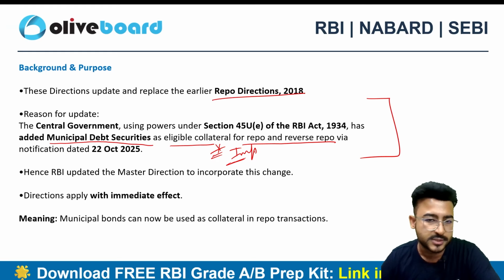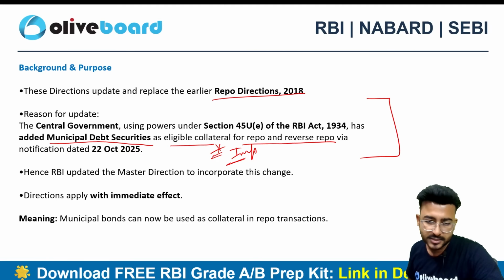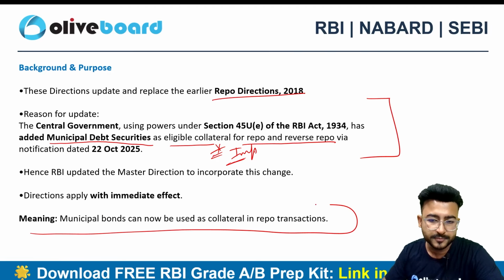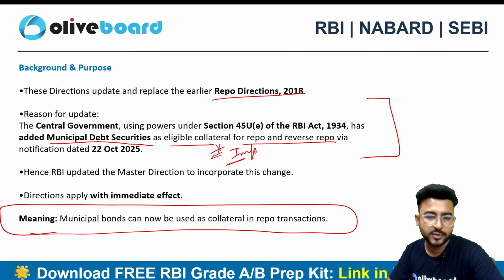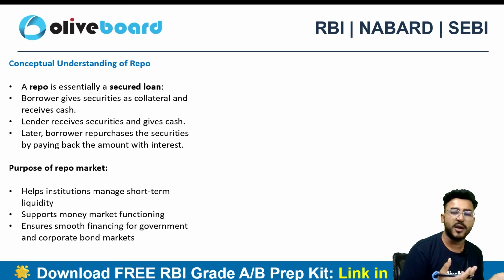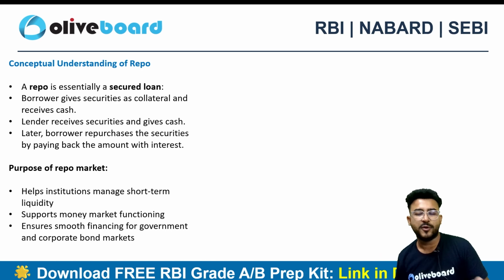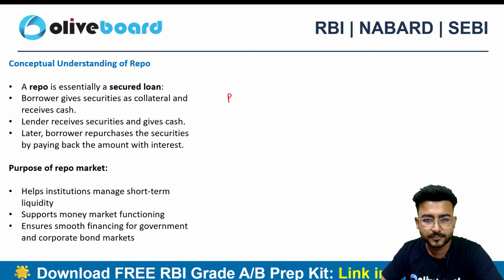तो अब आप municipal debt securities को भी collateral रख सकते हो for these kinds of transactions, right? That's the crux of this particular update. Now municipal bonds can also be used as collateral. So first let's try to understand what repo is all about, what reverse repo is all about, and then we can understand the concept of collateral and what is related to repurchase in this.